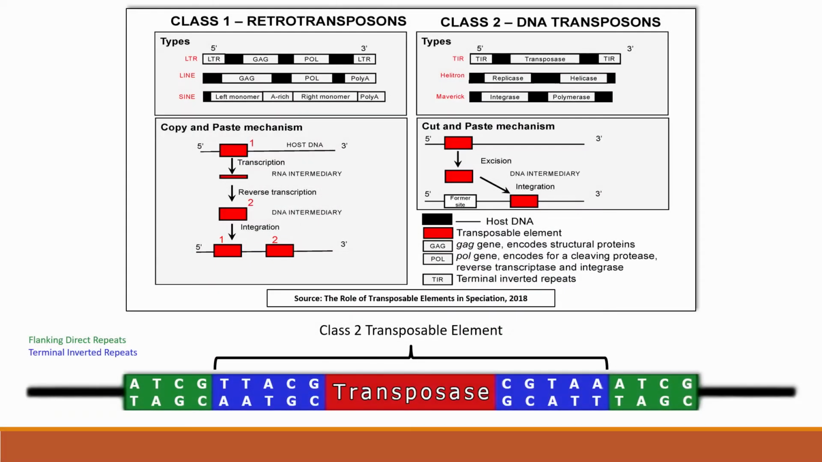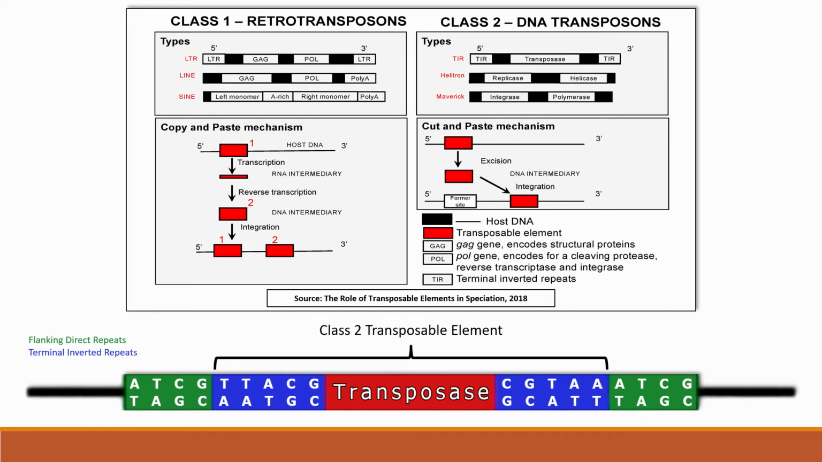Class 1 transposons move by first being copied into an RNA intermediate through transcription, and then that RNA is copied back into the DNA through reverse transcription, using the enzyme reverse transcriptase. This reverse transcriptase is typically encoded by the transposon. After reverse transcription is complete, this DNA is then integrated back into the genome. You can think of it like a copy and paste mechanism, just like you can copy and paste text with a computer.